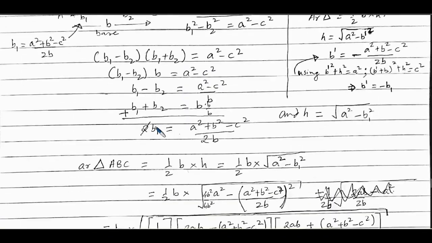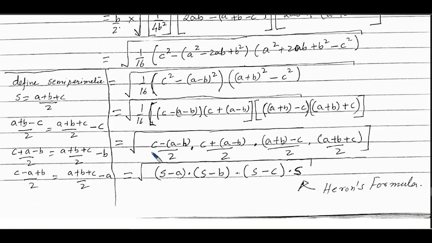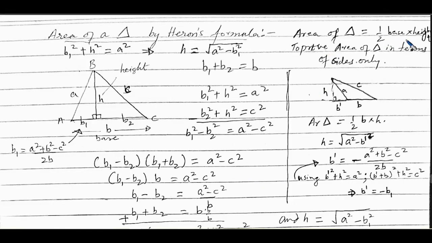So let me show you what the formula looks like. This is the formula, square root of s times s minus a times s minus b times s minus c, where s is called the semi-perimeter, a plus b plus c by 2. Of course, a can be equal to b equal to c, then it becomes an equilateral triangle, or you can have an isosceles triangle, but here this is a general form. So area of a triangle is half base into height, we know, and we have to prove area of a triangle in terms of sides only.